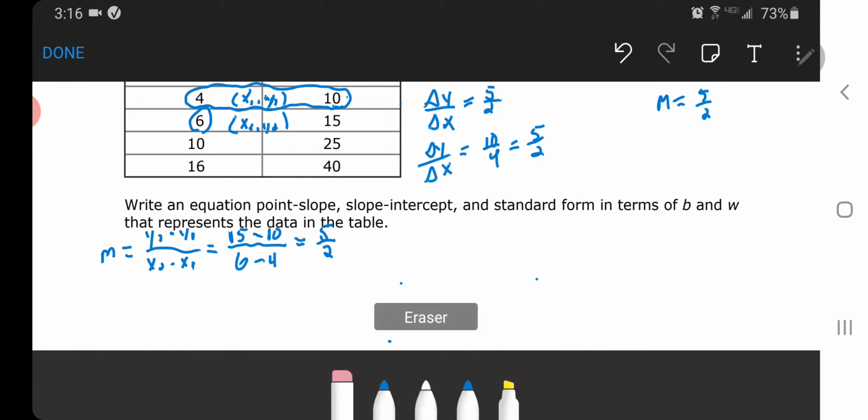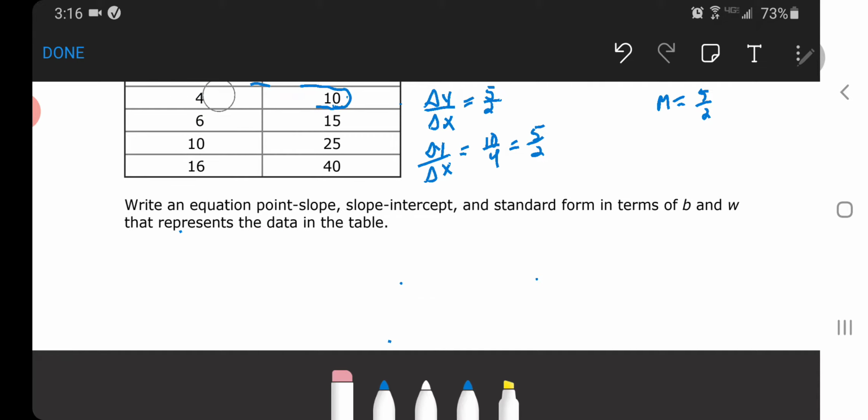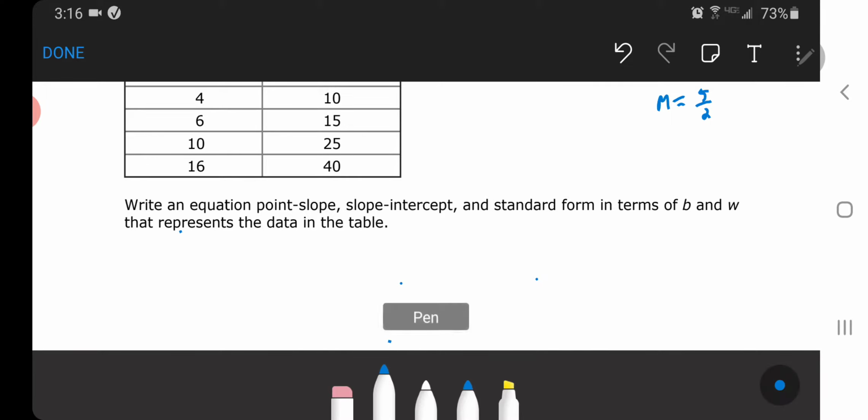Okay, give myself a little bit of room here. Hopefully you got that down. Okay. Now we've got a slope and we got some points. So let's go to point slope form.